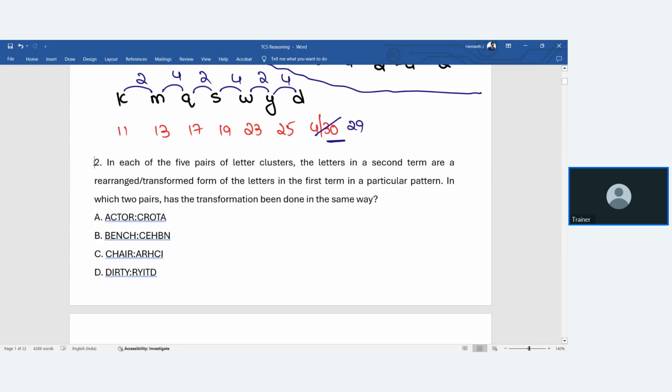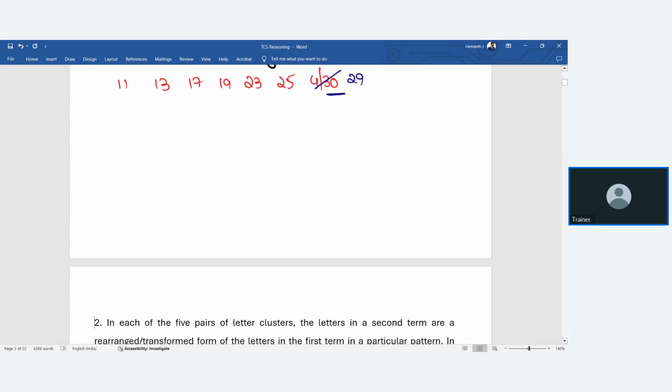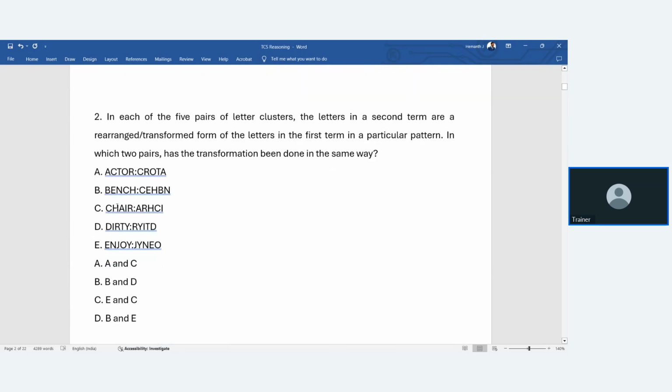See this question. Here we need to find 2 pairs among the options A, B, C, D. You select 2 pairs which have the same pattern. A particular pattern will be there, and you need 2 pairs which are doing the same. And here everything has 5 letters. You just consider that and apply. The same letters are available on the left side and right side. Now among this A, B, C, D, two have the same logic.